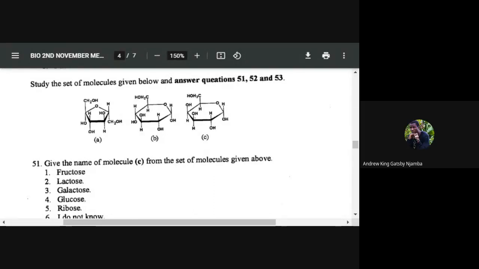Okay, let me say this. If OH and H are the same for carbon number 3 and carbon number 4, like C, then it is galactose. If OH and H are different for carbon number 3 and 4, then that molecule is called glucose.